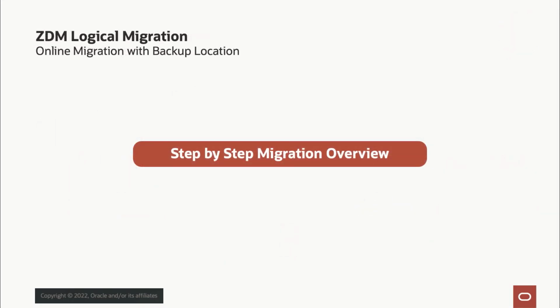Now, before starting the step-by-step overview of the online migration with backup location for the ZDM logical methodology, I'm going to also talk about the architecture, because this has the GoldenGate hub, and I think it's important to talk about the different components of the migration. So I'm going to do it next.